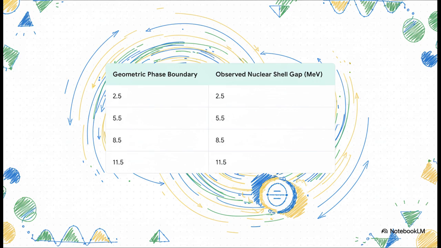Well, this is where it gets absolutely fascinating. The framework predicts that these geometric boundaries should appear as very specific energy gaps. On the right, we have what are known as the magic numbers from nuclear physics. These are energy levels where atomic nuclei are just incredibly stable. And the numbers, well, you can see for yourself. They match perfectly. This suggests that those mysterious shell gaps in atoms aren't random at all. They are the physical echo of this deep underlying geometry.